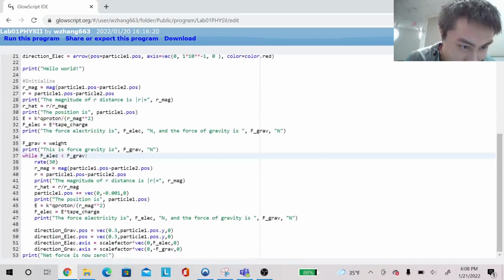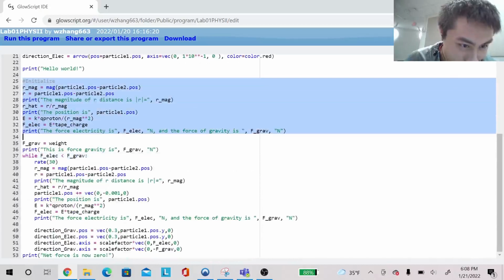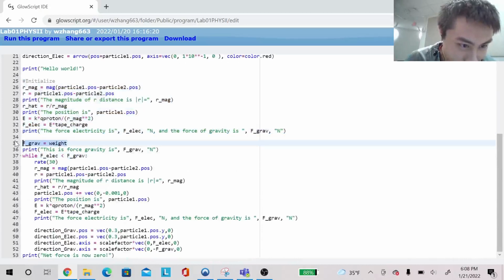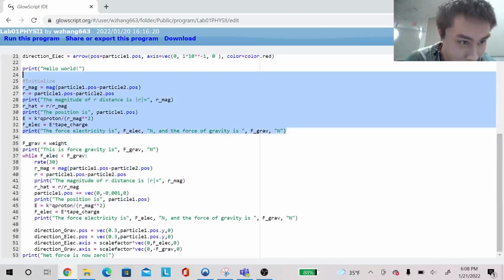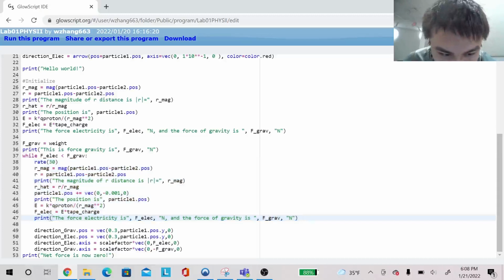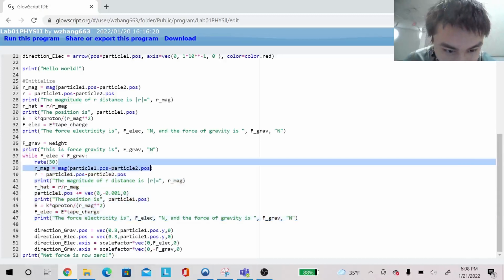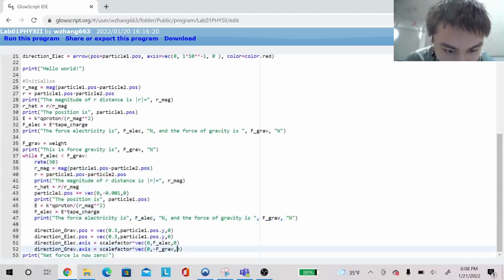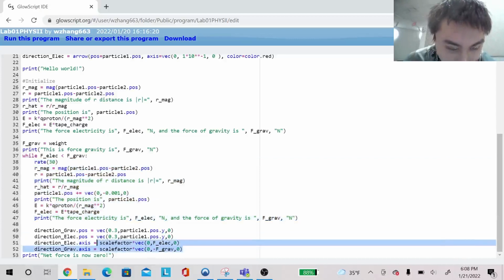Now, under this iteration loop, where earlier we defined the electric force and defined the force of gravity as the weight, while the electric force is less than the force of gravity, I want you to reiterate all of the calculations that we did earlier at the initialization stage. The only difference now is that we want to move that particle up, and as we do it, we're going to scale our forces accordingly with the arrows.